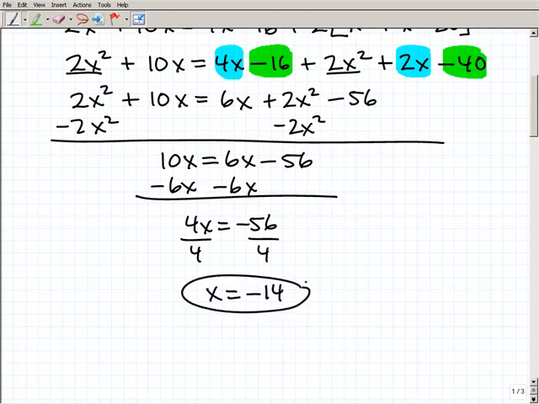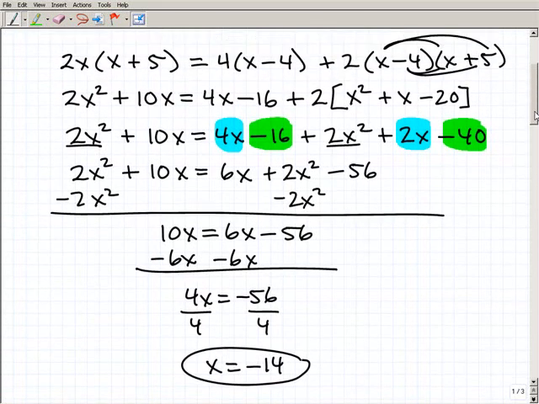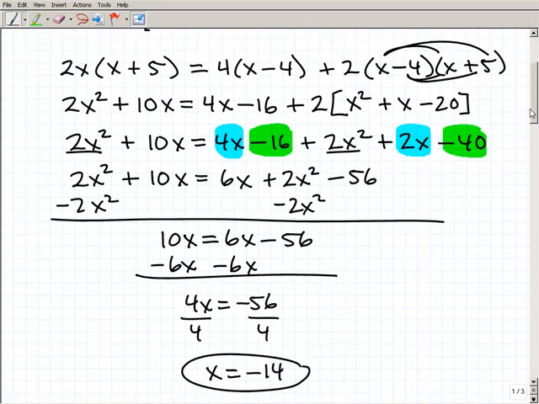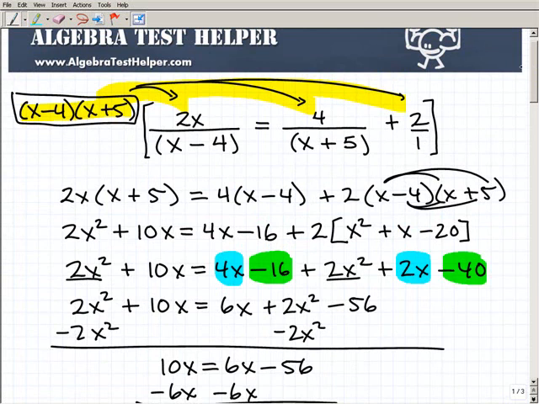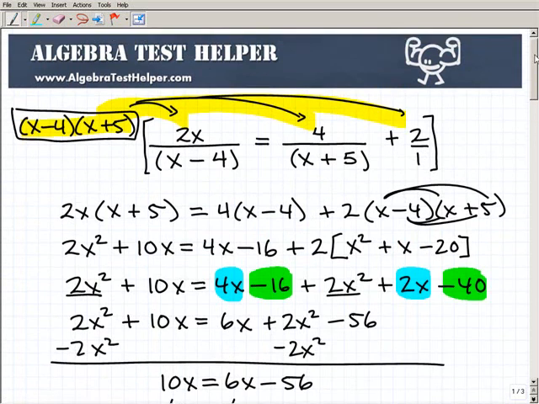Okay, so that's a good amount of work to do. But guess what? You're still not done. You're saying, what are you talking about? I'm still not done. Well, let me explain. So x equals negative 14 appears to be the correct answer, and it very well could be. However, when you're solving rational equations and you multiply everything by the LCD, you could create what we call extraneous roots, extra roots that you need to throw out.